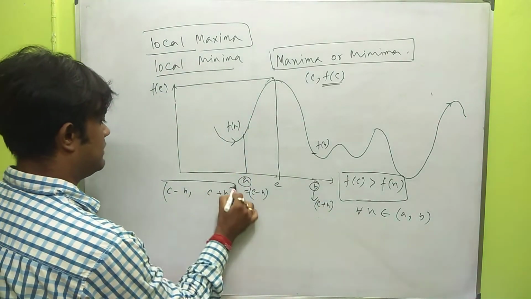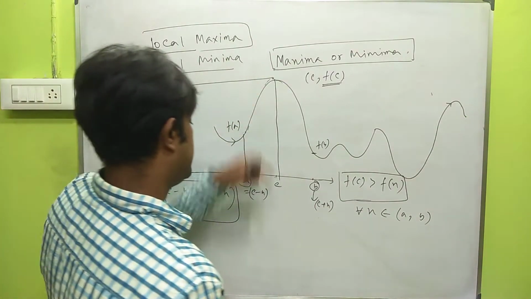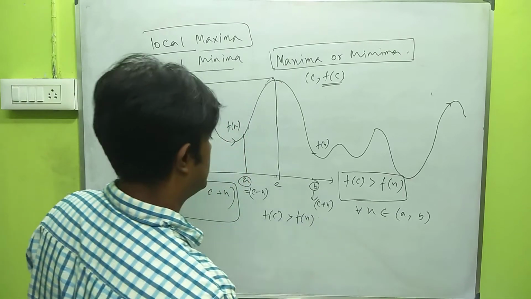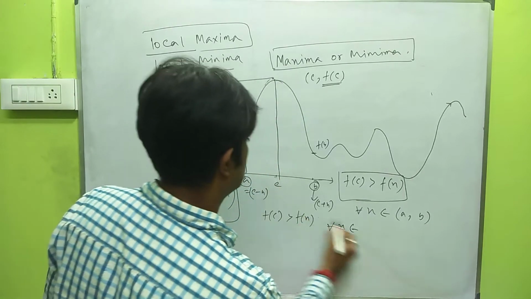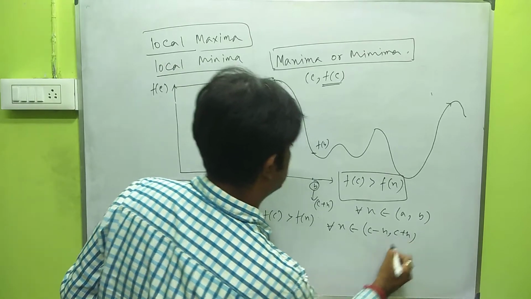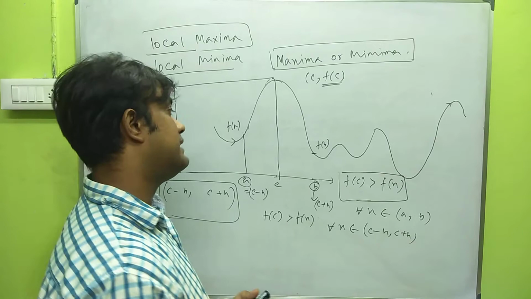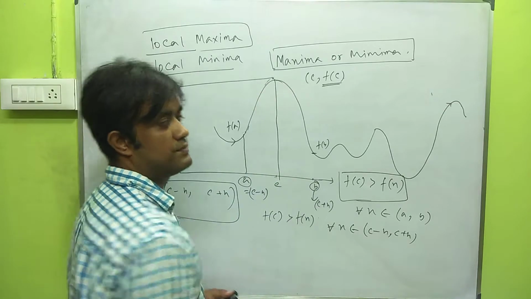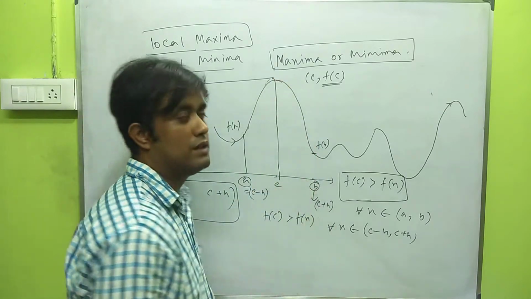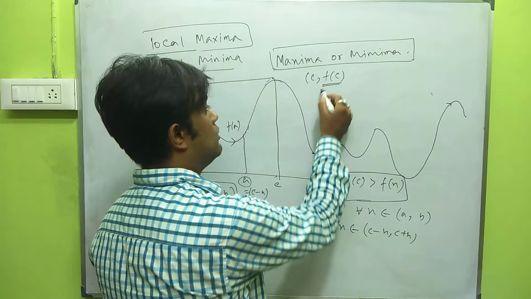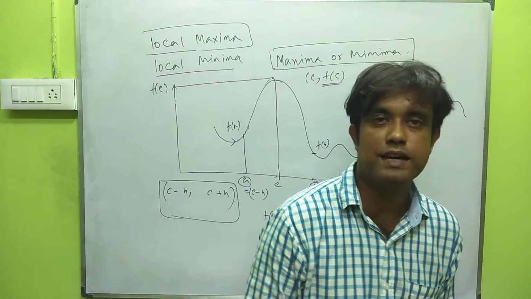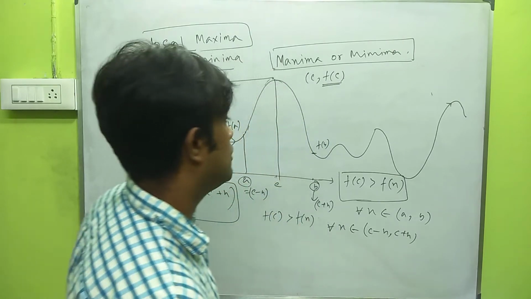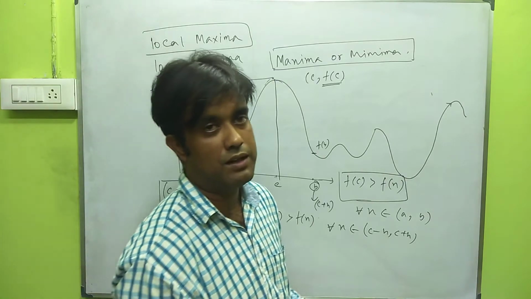In this interval we say that f of C is greater than f of x for all x belonging to C minus h, C plus h. So we may say that f of C is greater than any functional value nearby. This is called the local maxima of the function. So in some intervals or regions, we get different local maxima or local minima.